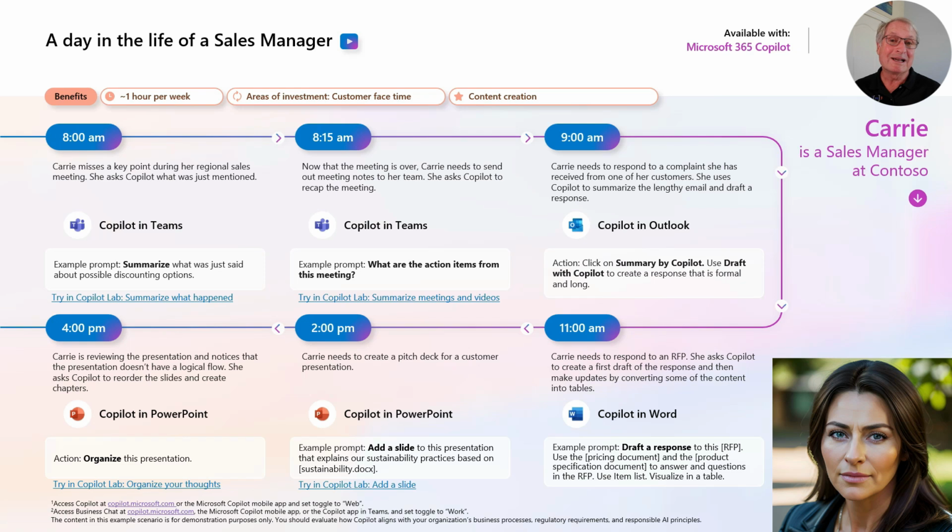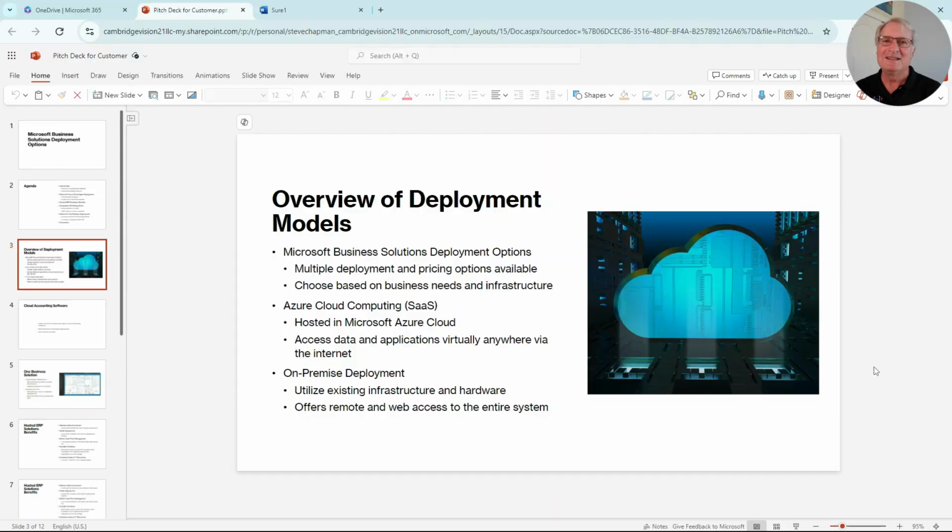Next, Carrie needs to work on a slide deck she's putting together for a presentation to a customer. She's got one started, so let's take a look at that. We're going to add a slide about sustainability, and we're going to ask Copilot to see if they can rearrange it a little bit. So here's a slide deck that Carrie has already started. What we want to do is add one more slide about sustainability. So let's do that with Copilot.